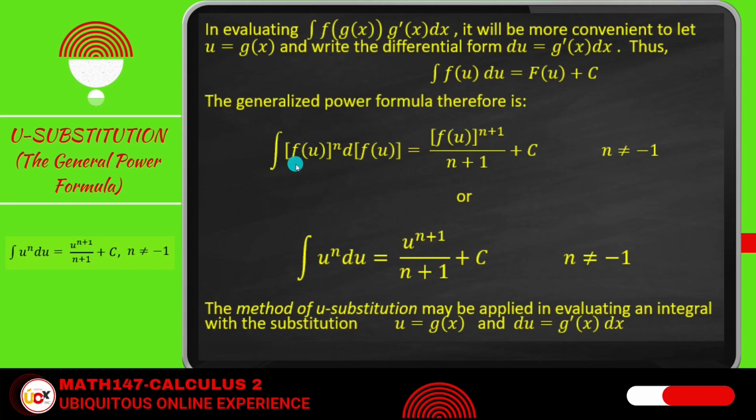We have the integral of quantity f of u, raised to the n power, times the differential of the function f of u. And this is equal to the function f of u, close quantity, raised to the n plus 1 over n plus 1 plus the constant c, provided that n is not equal to negative 1. Or, if we let f of u as u, you have u to the n and the differential of f of u as du. So we have u to the n plus 1 over n plus 1 plus the constant c, provided that n is not equal to negative 1. The method of U substitution may be applied in evaluating an integral with the substitution u equals g of x and du equals g prime of x dx.